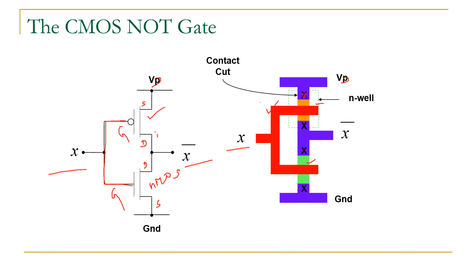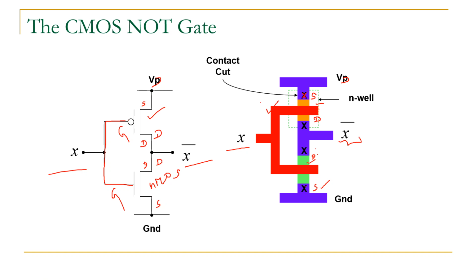See here, the drain of the P MOSFET and the drain of the N MOSFET are interlinked. In the P MOSFET, this side is the source and this side is the drain. Similarly for the N MOSFET, this side in green color is the drain and this side is the source. Now we have connected the source to ground, and the drains of the N MOSFET and P MOSFET are interlinked and we are taking our output.